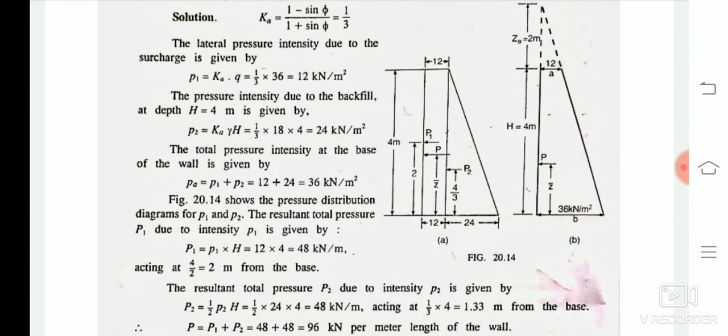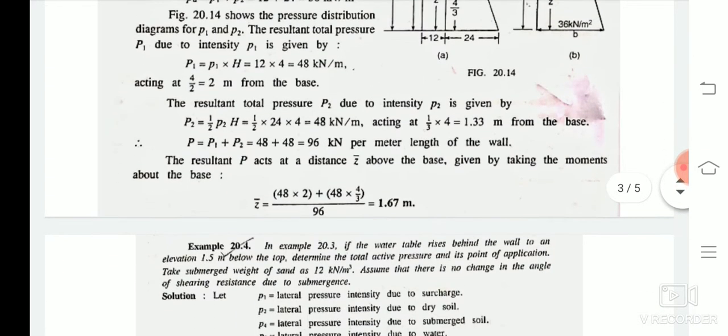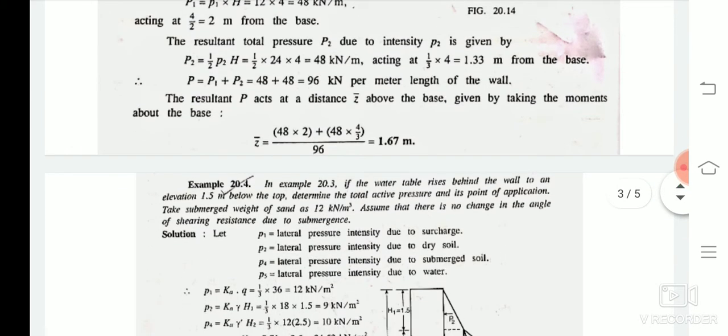At the bottom, the total intensity is 36 kilonewton per meter square, and at the top it is 12 kilonewton per meter square. So this is the second numerical problem. Let us go to the third numerical problem.